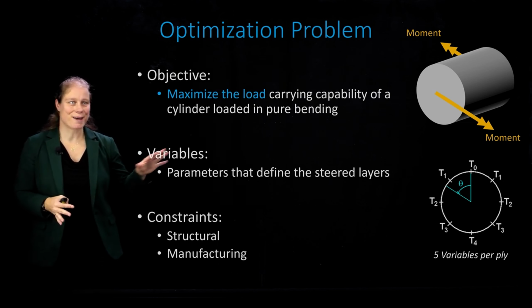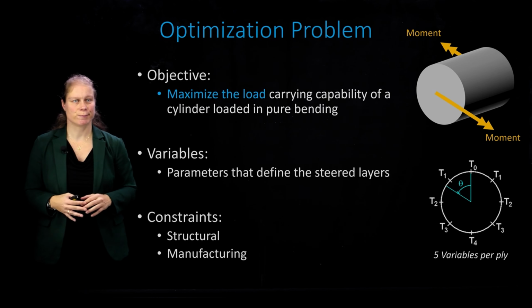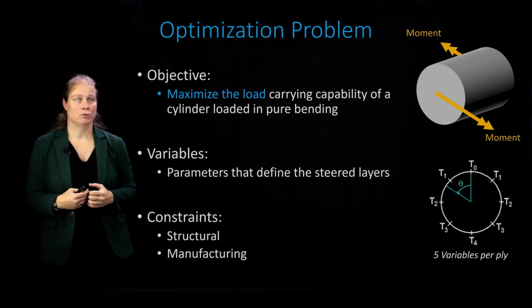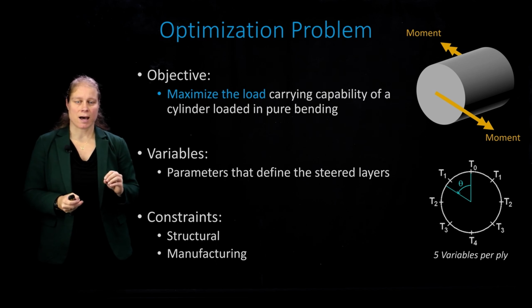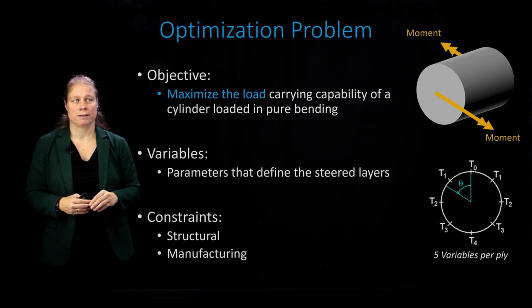I already jumped ahead here with a picture that says 5 variables per ply. I will come back to that. I also want to point out that I will use the words ply and layer interchangeably. They mean the same thing.